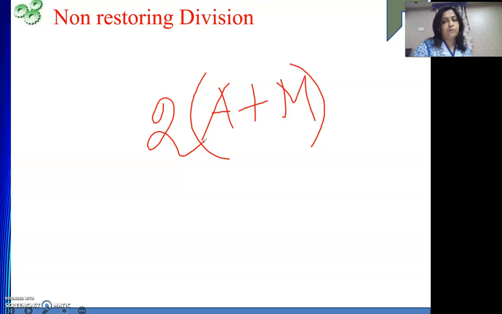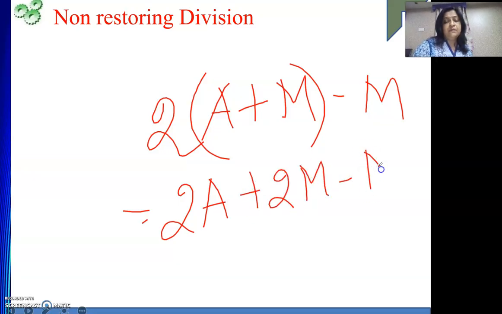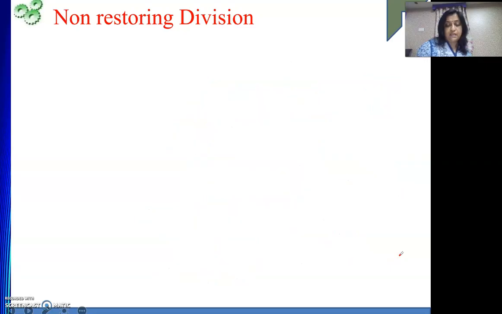And then we perform the subtraction, so this becomes minus M. If I break it, this is twice A plus twice M minus M, which I can write as twice A plus M. So what I would like to conclude is, instead of doing that restoring part, whenever we have a negative value in A, we will perform the left shift and we will add M. We'll change the algo.